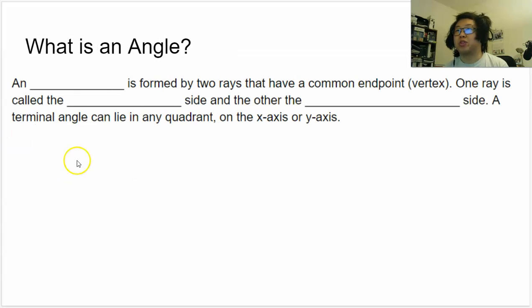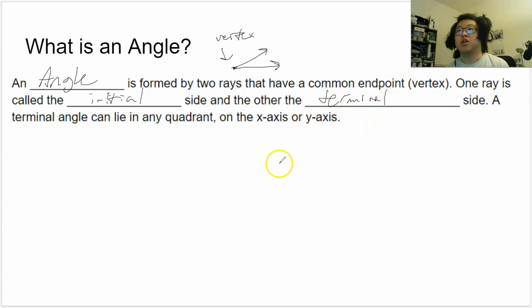Let's go. Okay, so first things first, what is an angle? Very simple. An angle is formed by two rays. Remember from geometry, a ray is basically a point and a line, but it only goes in one direction. But in this case, it's two rays that have a common endpoint or vertex. That's this guy. One ray is called the initial side, and the other side is the terminal side.